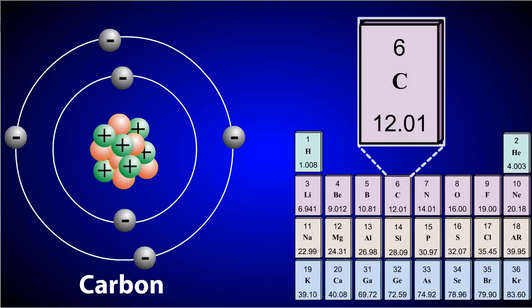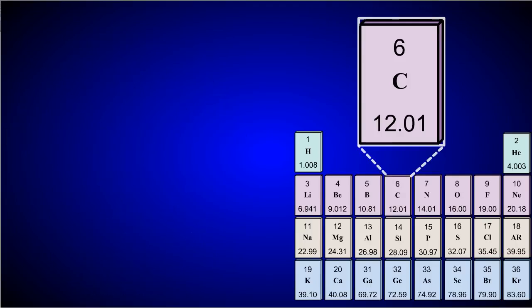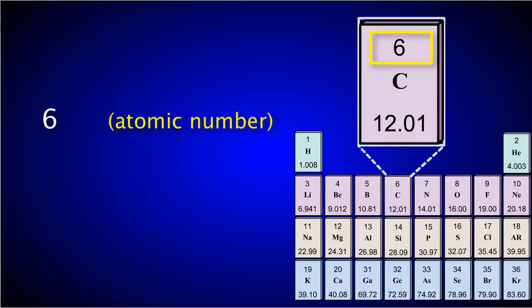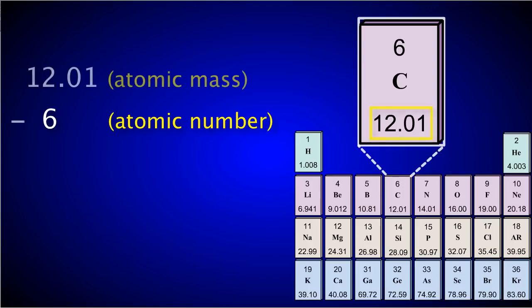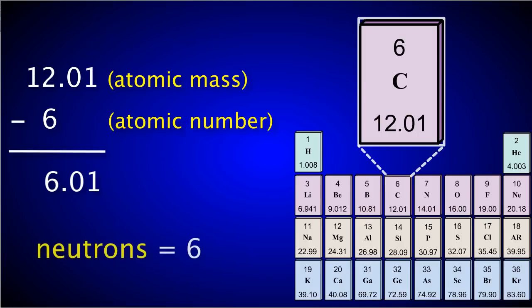If you know the atomic number and atomic mass, you can determine the number of neutrons in an element. Simply subtract the atomic number, or the number of protons, from the atomic mass, the number of protons plus neutrons, and take the closest whole number. So 12.01 minus 6 equals 6.01, which rounds to 6. So the number of neutrons in a neutral atom of carbon is 6.